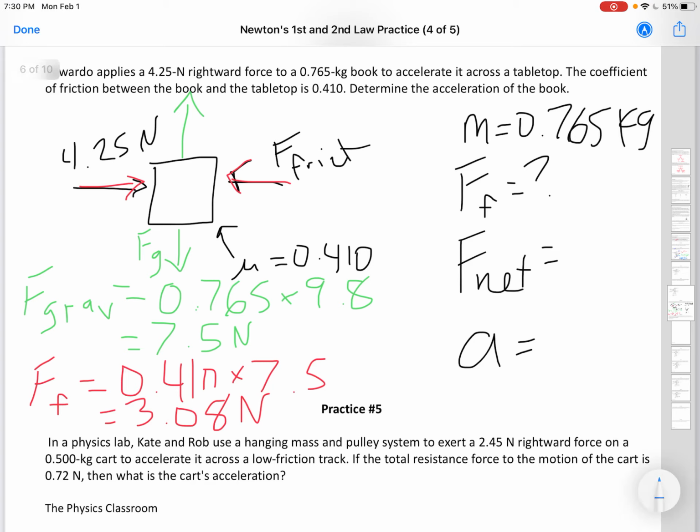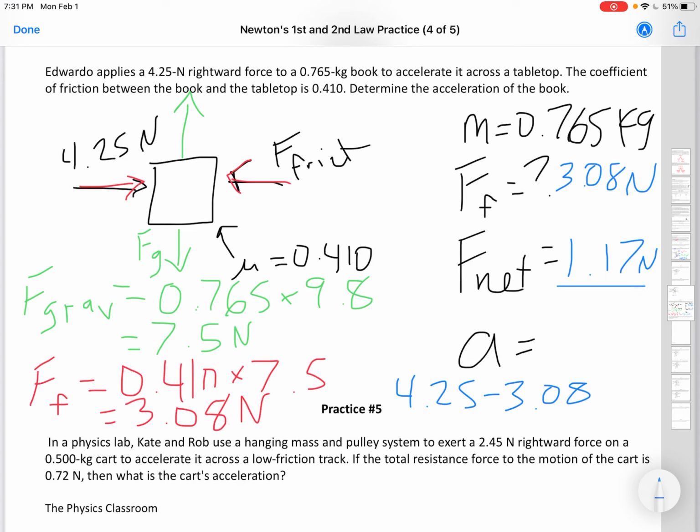Switch colors. So 4.25 minus 3.08. Our net force is going to end up being 1.17 newtons. And our force of friction. Okay, so now we have our net force.